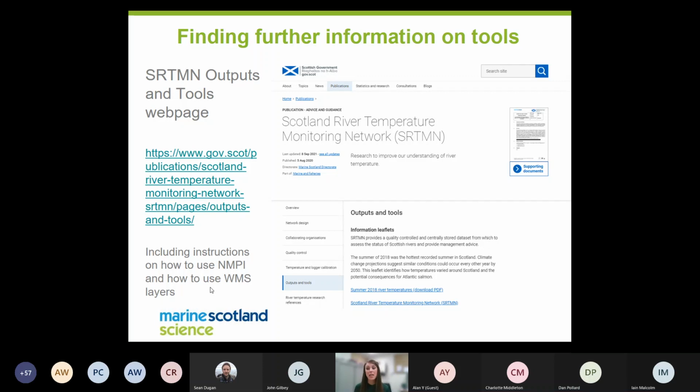And we've also updated them to include specific instructions on how to use NMPI and also how to use web-based mapping services in whatever GIS environment you're using. So ArcGIS, QGIS, R, whatever you might be using. So the Outputs and Tools webpage is the key starting point.